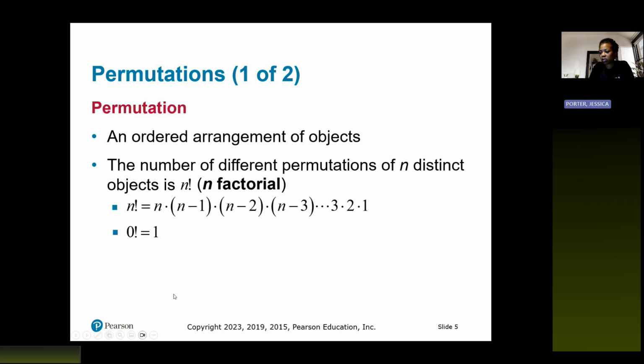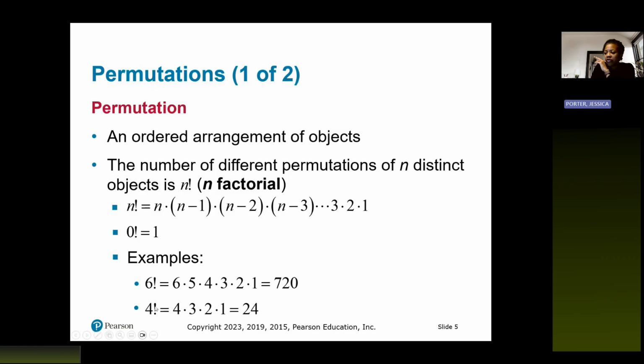So let's do some examples. 0 factorial is always going to be 1. And if I had something like 6 factorial, that means I'm going to multiply every integer below 6 along with 6. So 6, 5, 4, 3, 2, 1. Multiply all those together and get 720. And then 4 factorial, multiply those together and you get 24.